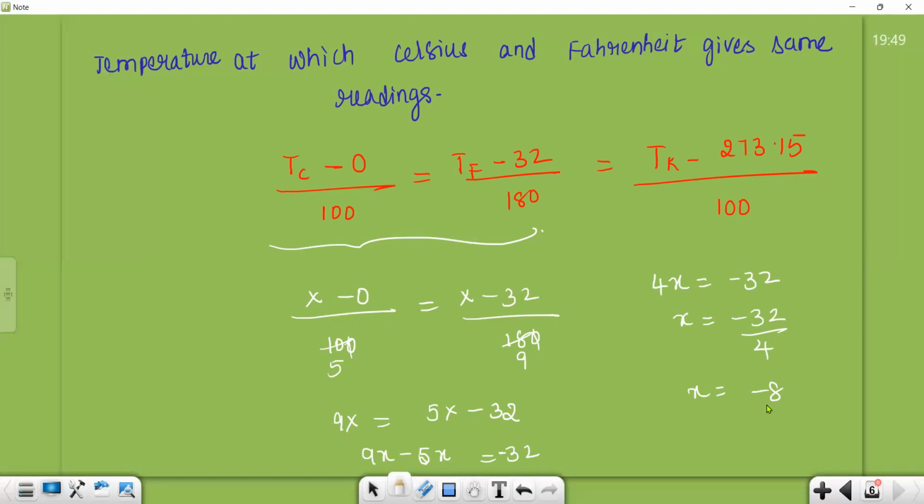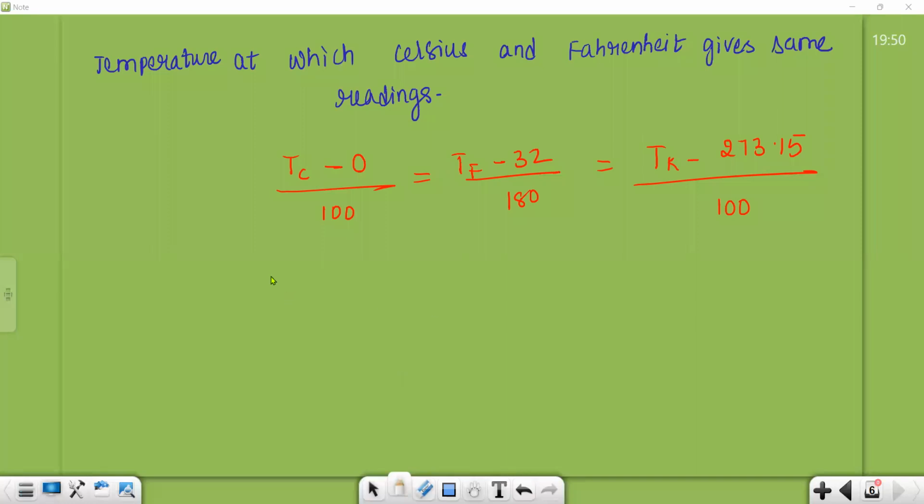Okay, so x we are getting as minus 40. At minus 40 degrees, whether it is Celsius or Fahrenheit, the readings of Celsius and Fahrenheit coincide.